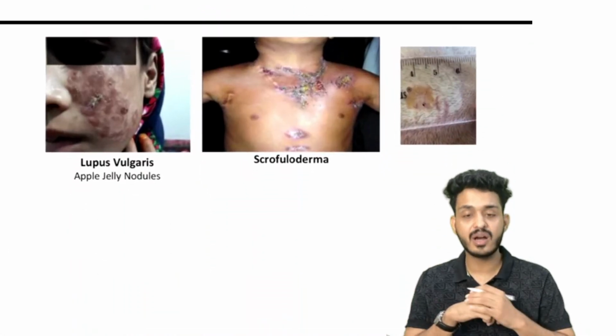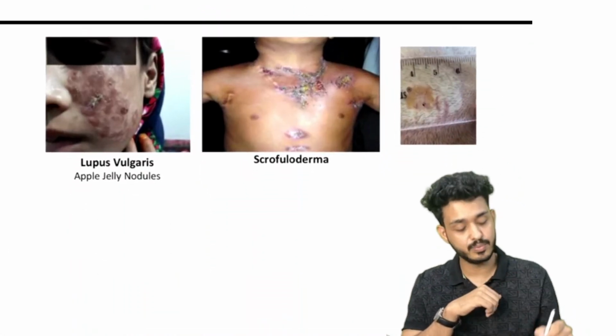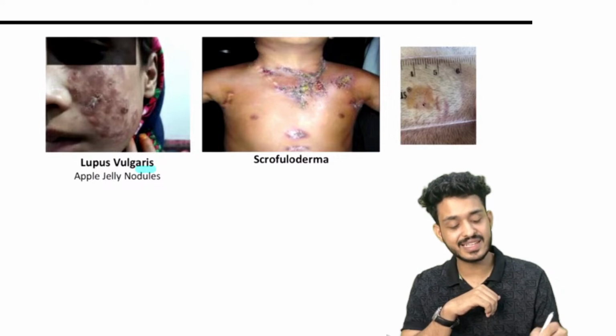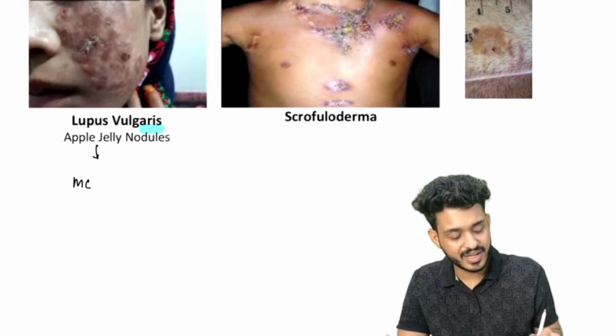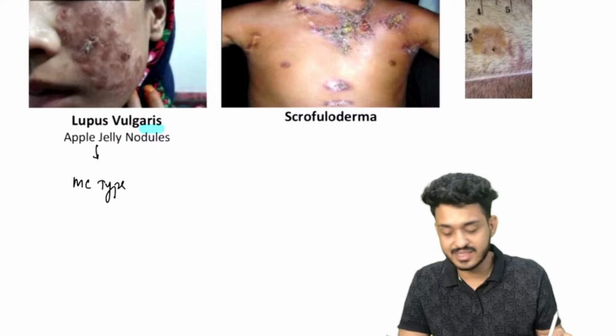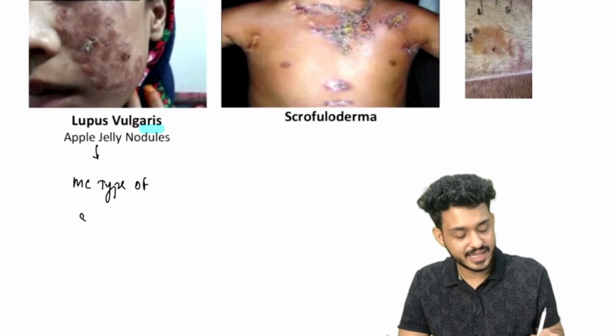Now from the derma part, we are having lupus vulgaris. The meaning of vulgaris in derma is most common. Here, this is the most common type of skin TB. Lupus vulgaris is what? Most common type of skin TB.